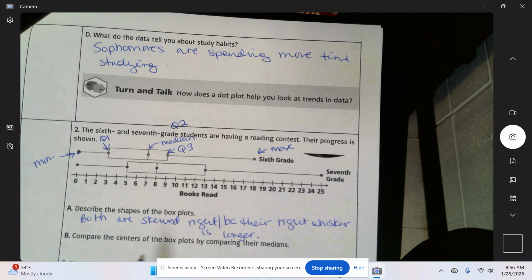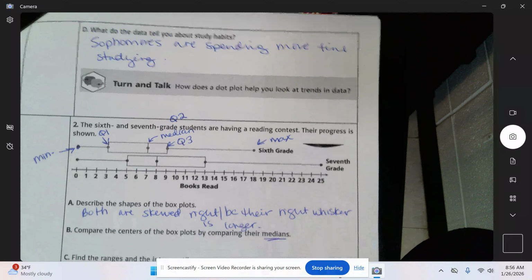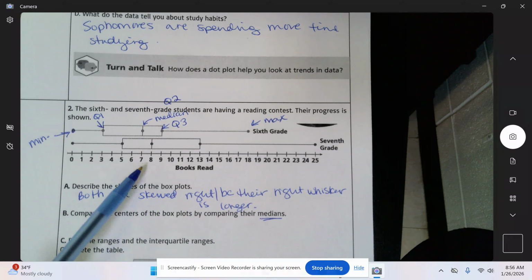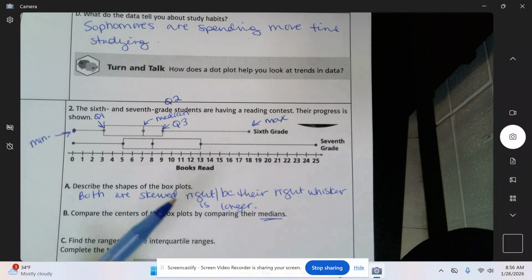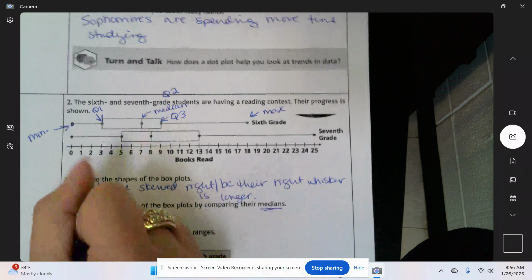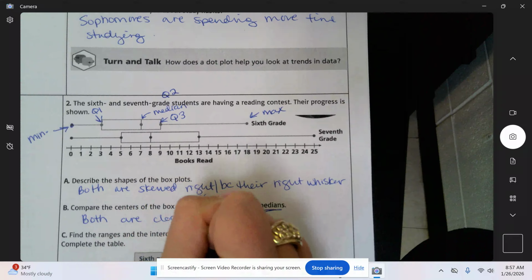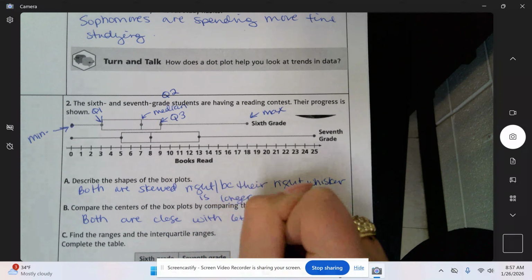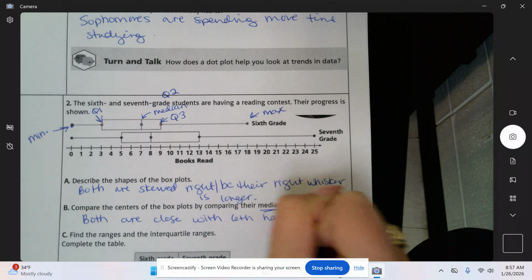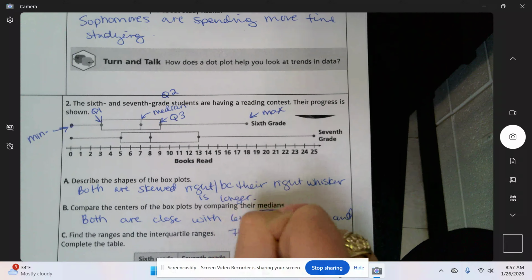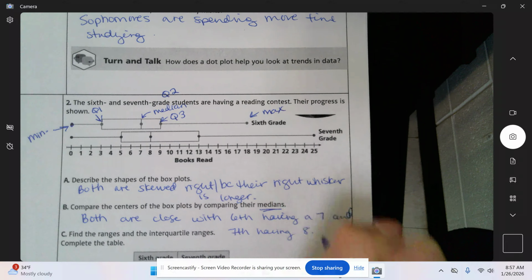All right, compare the centers of the box plots. Look at their medians. 6th grade's median was a 7, and 7th grade's median was an 8. Are they relatively close? Yes. Both are close, with 6th having a 7 and 7th having an 8.